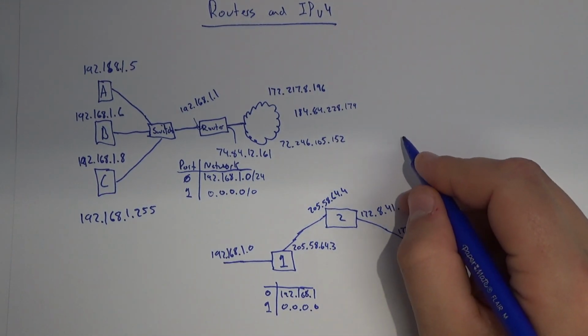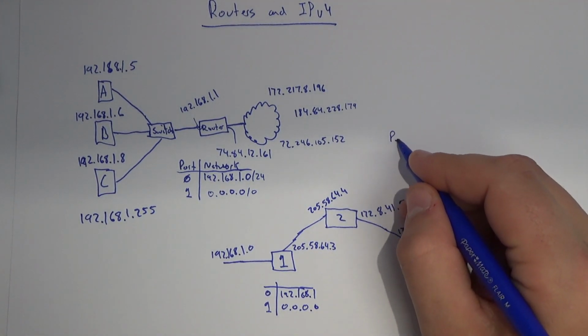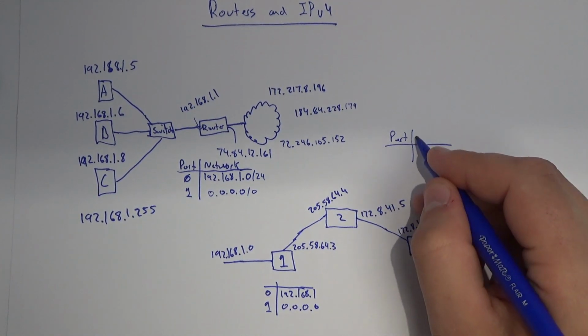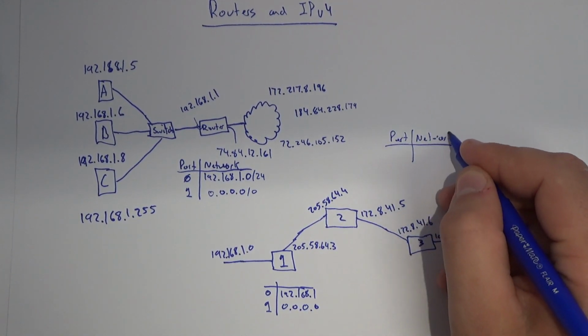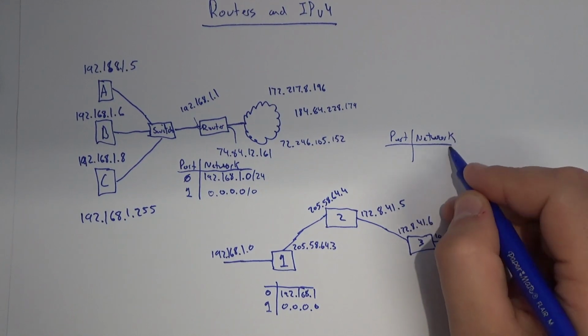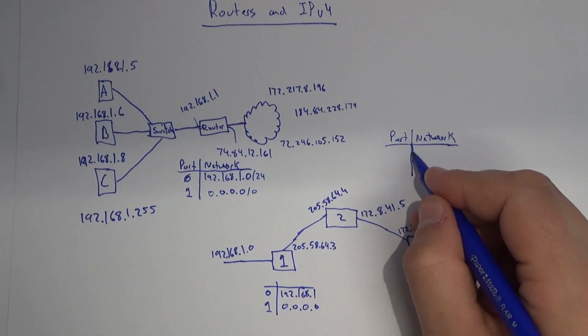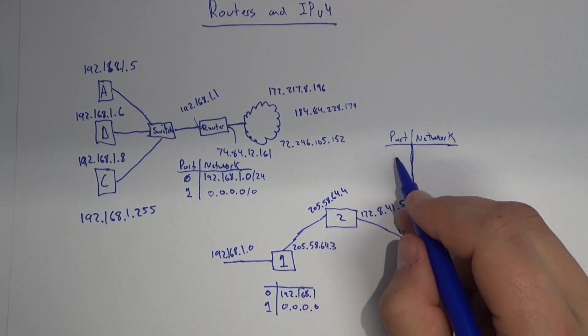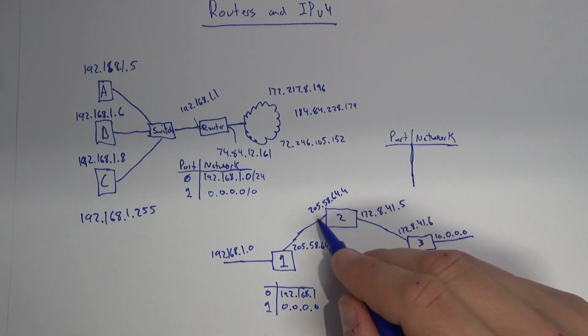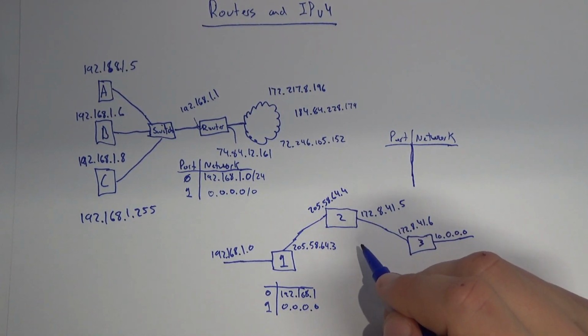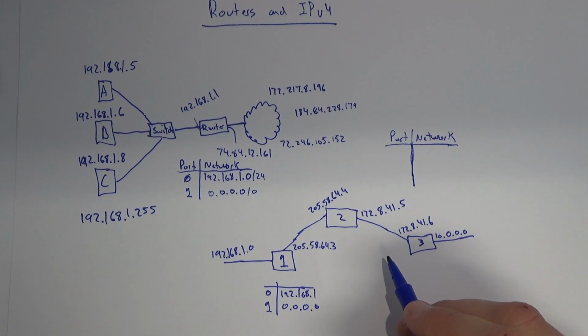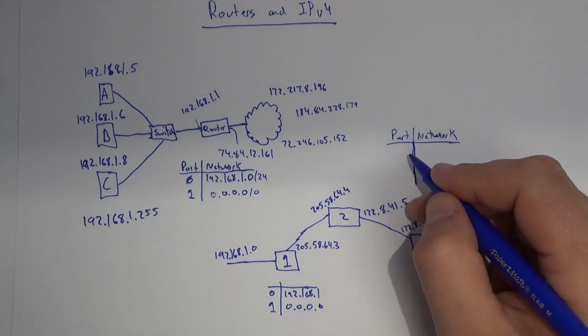So the routing table for router 2, again, let me just put port here and network. Okay, and again, we're simplifying this just so that we can kind of see how the router routes stuff. There's some more information in there, including what interface IP address is there, and if there's multiple paths to different networks, there's a metric in there as well.